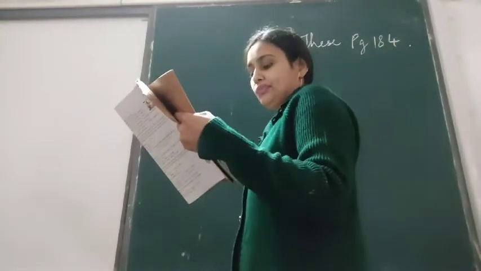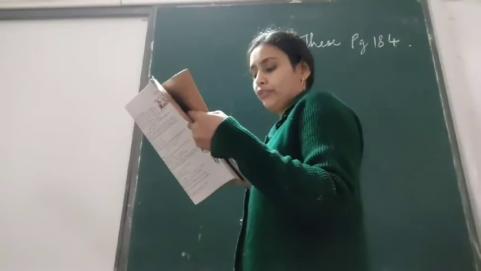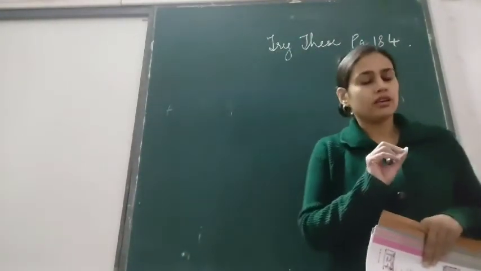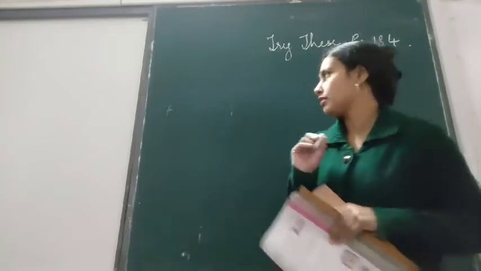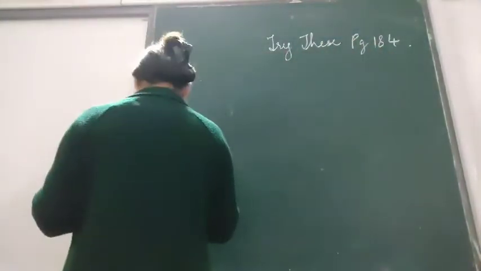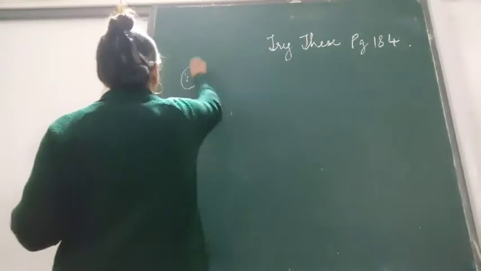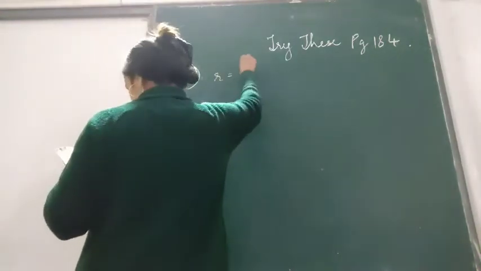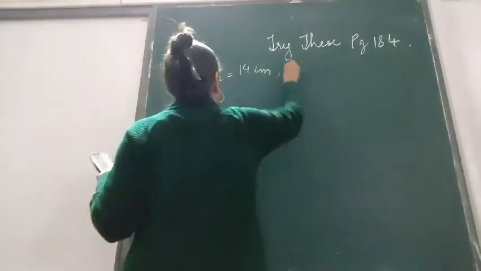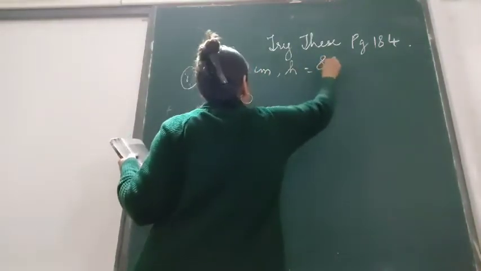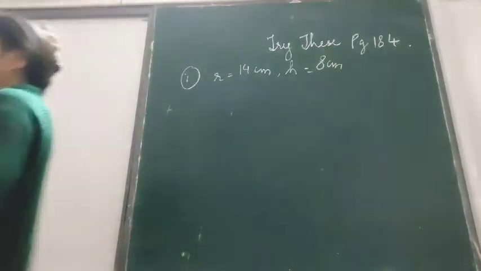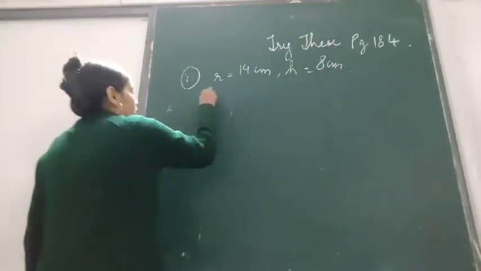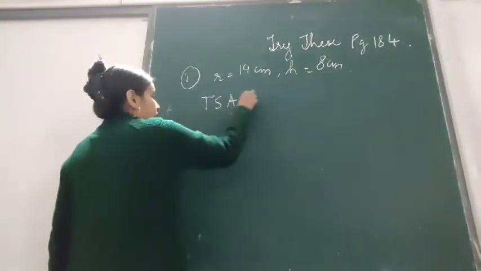Page 184, find the total surface area of the following cylinder. So we have to find the total surface area. We are not finding the lateral surface area. Okay. So two cylinders are given. I am just marking them first and second. Here radius is given 14 centimeter and height is given 8 centimeter. And we have to find the total surface area. That is TSA.